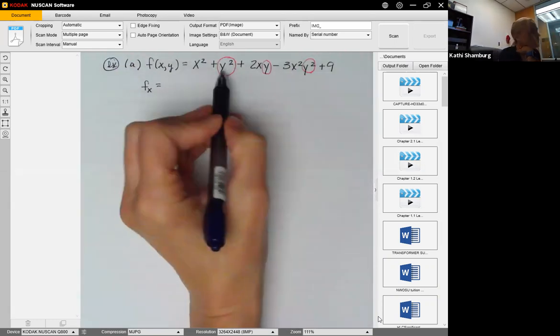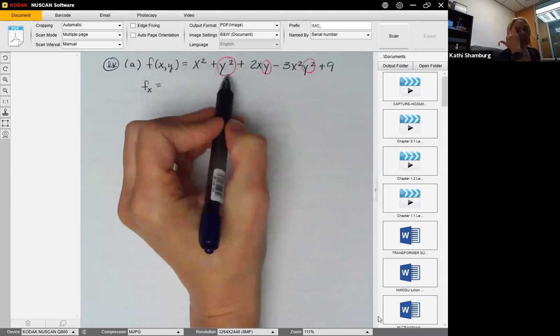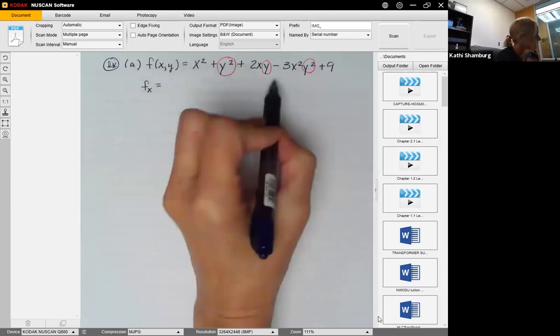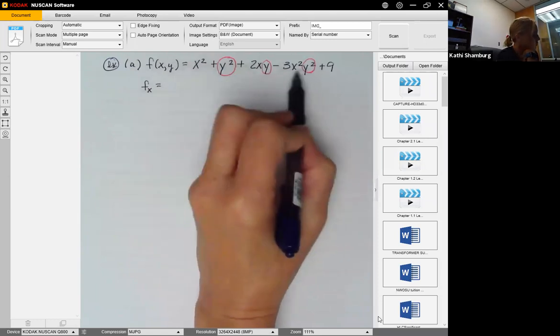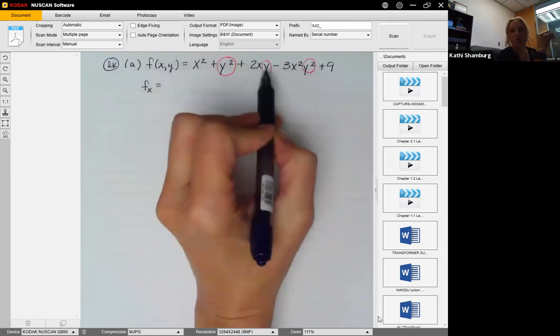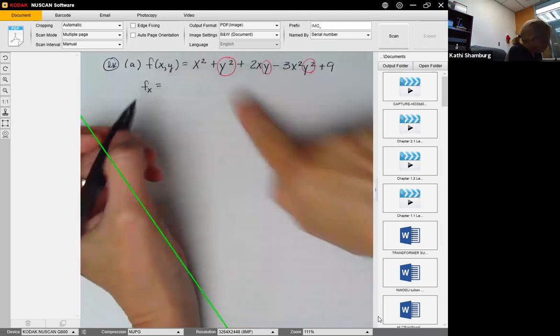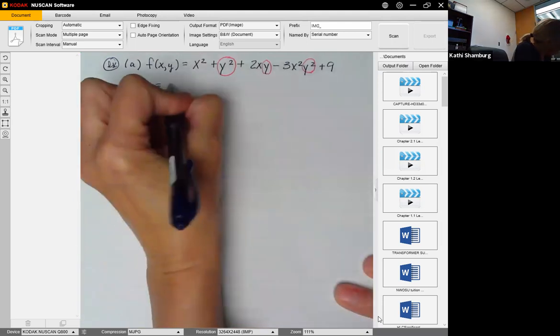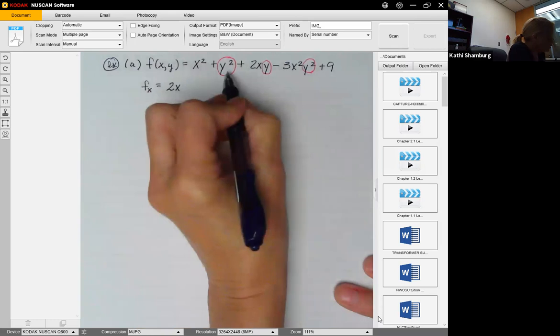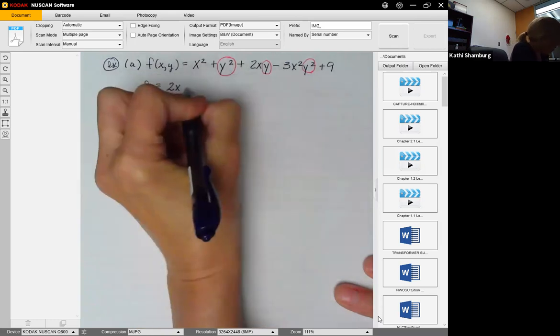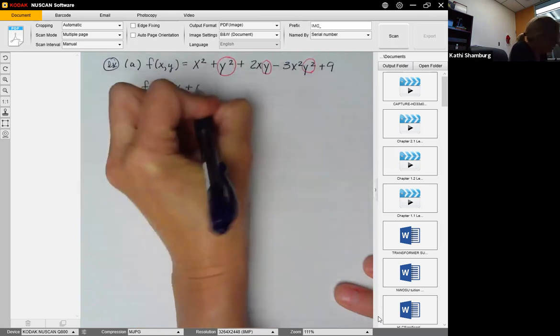So notice this one stands alone, so we'll treat that as just a constant. This y and this y squared is being multiplied times something else, so those will be a constant multiple variable. All right, so I start here. We know that's 2x. This is treated as a constant, so the derivative of a constant is 0.